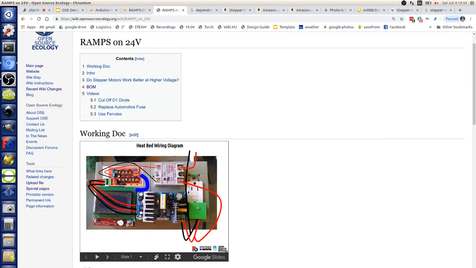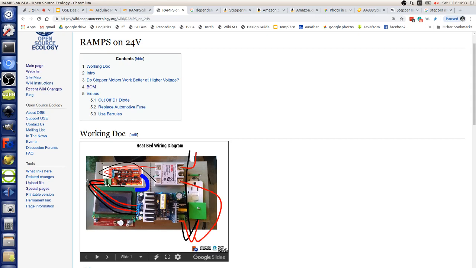Because for 12, where do we use the 12? I don't even know where we use the 12. I know we use everything pretty much on 24, because the fans, the heater, everything else. The onboard logic steps it down to 5. Actually, now that I'm looking at this, I think this looks outdated. What else is 12 volt on the ramps? I'm forgetting now, but I don't think there is.